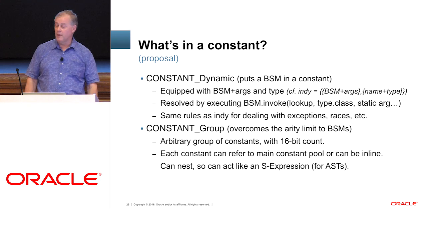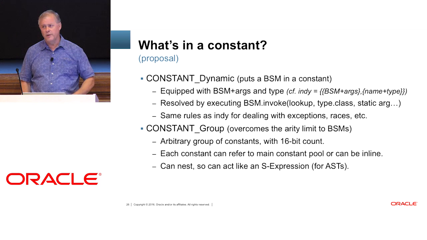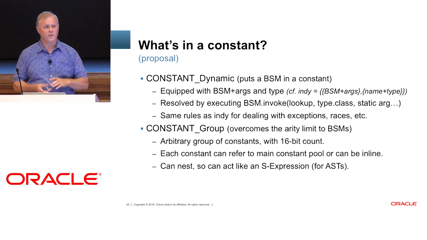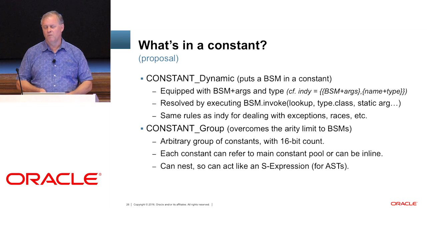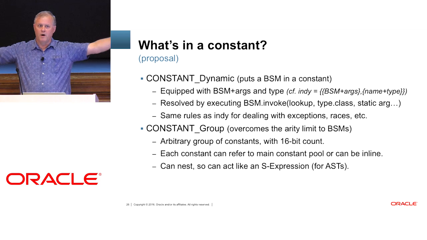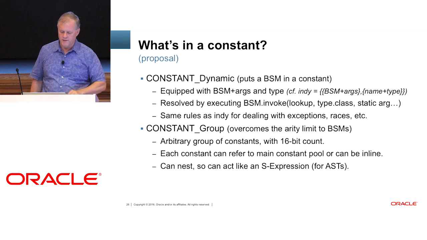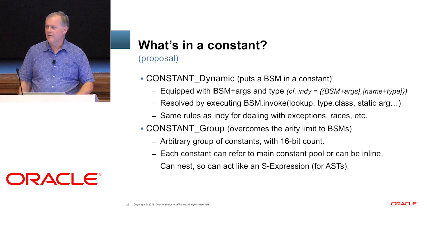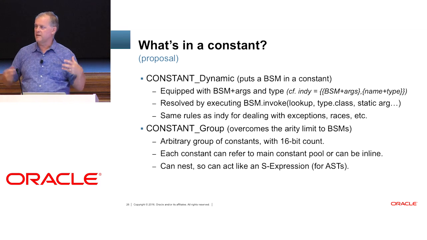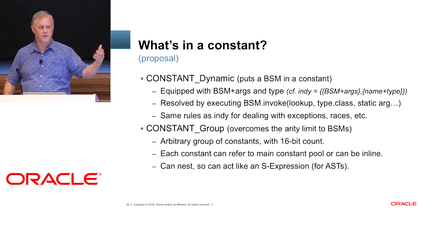Constant group is number two. There's an arity limit of 254 or something like that for bootstrap methods, just because of the way methods are set up. So pass a list, my gosh. Oh wait, we don't have a list. Yes, now we do. Constant group is a very long list of, you got it, more constants. And if we're clever, we can nest them in such a way that there'll be an efficient envelope for AST-like structures. We have group of group of group, like a Lisp S-expression.